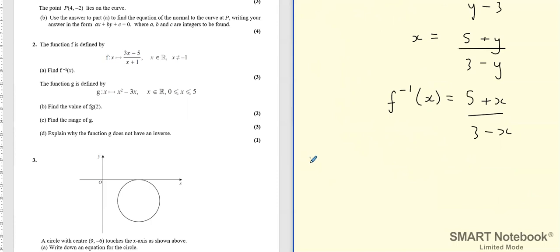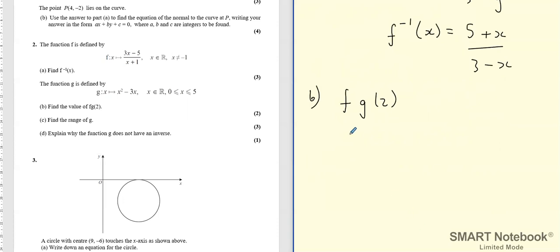Let's have a look at part B. In this question, we've been asked to work out fg of 2. So what I'm going to do first is work out g of 2. We've been given g of x: g of x is x squared minus 3x. So g of 2, if our input is 2, our output is going to be 2 squared minus 3 times 2, which is 4 minus 6, which is minus 2.